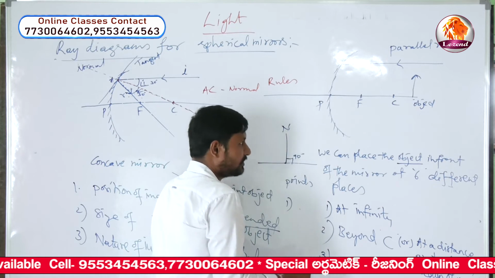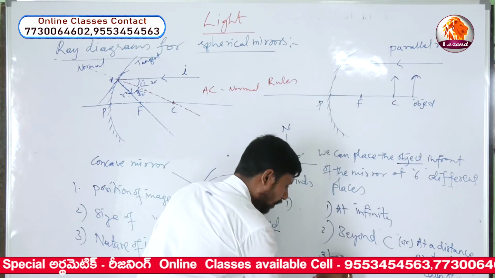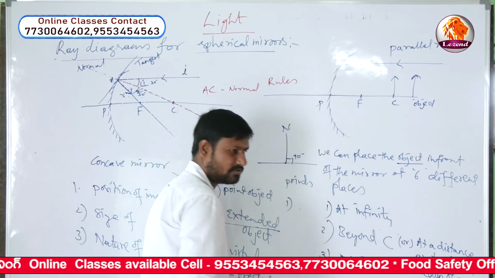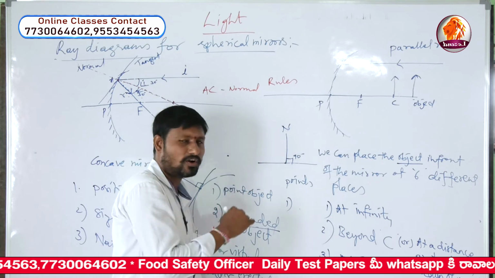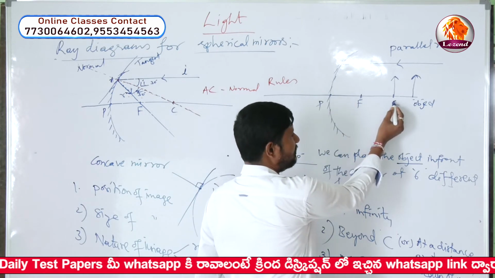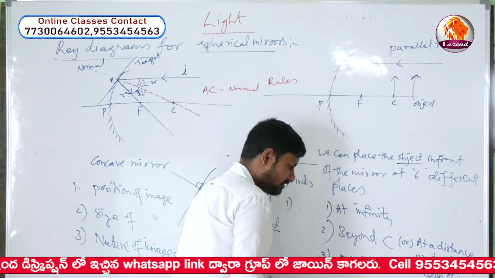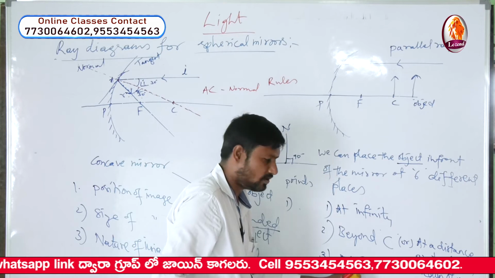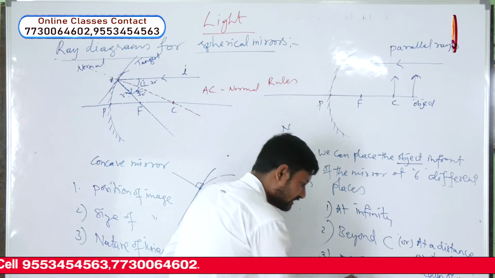Number 3, we can place the object exactly on C, on the center of curvature. On the center of curvature means the distance from the mirror's pole P to C. If you measure, this distance is equal to the radius. So instead of using the point, we can also use distances to express the position of the object.